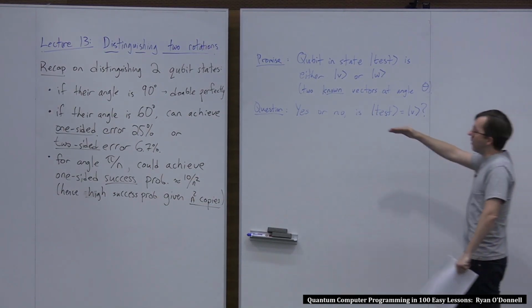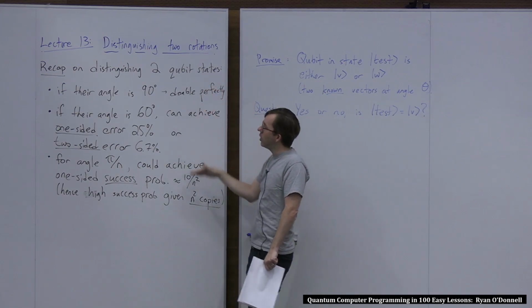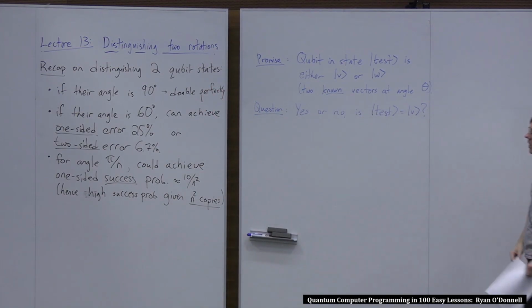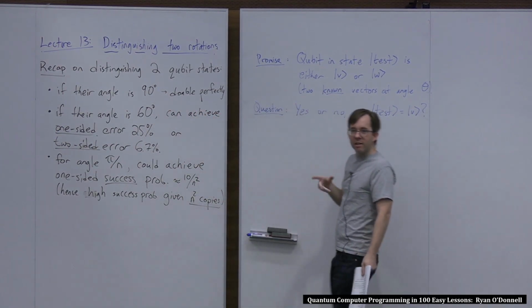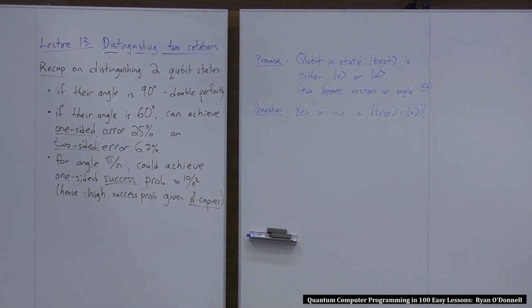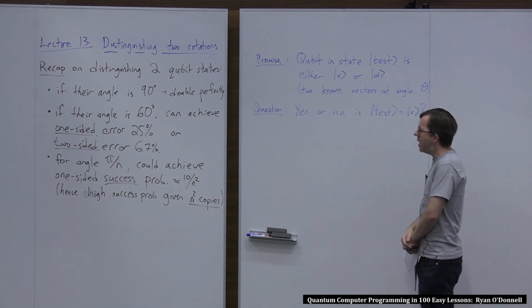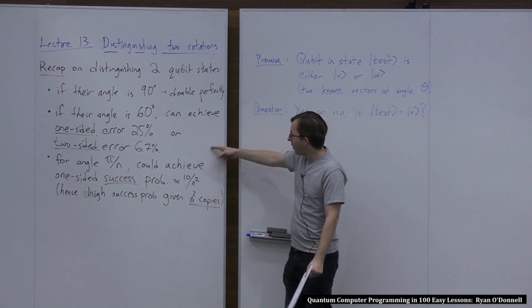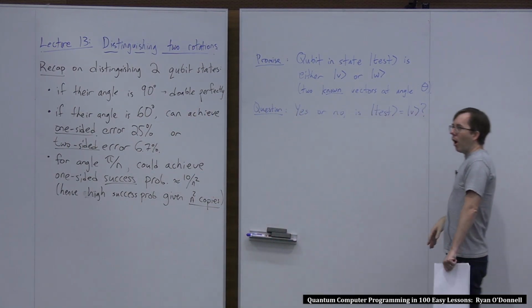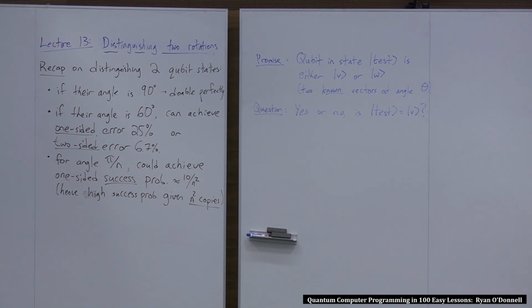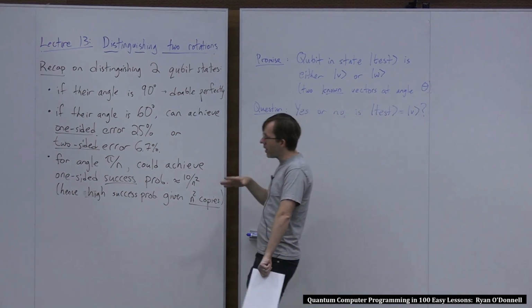Okay, so this is what we were talking about last time, this problem of distinguishing between two qubit states. We saw that if the angle between the two states you're trying to distinguish is 90 degrees, like the tests your mom and your dad gave you, then this was doable perfectly. You could just measure in the basis of these two vectors, and you'd win 100% of the time. Then we looked at the other version of the test where it's not 90 degrees, maybe it's 60 degrees, and we saw that you can do a reasonable, albeit not perfect, job of distinguishing these two states. And we saw there were different ways you could think about the error, the false positives, the false negatives, and so on.